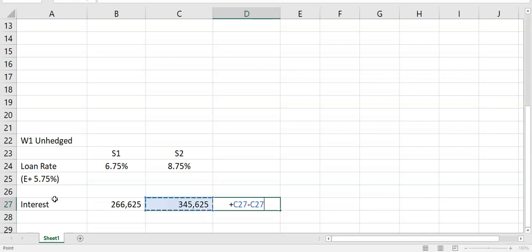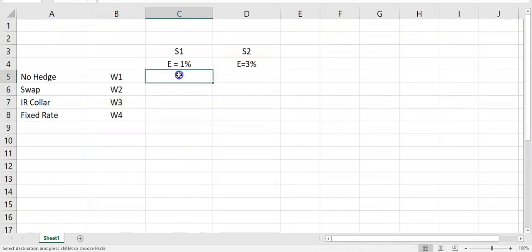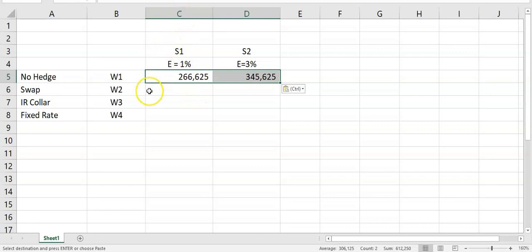That is a swing of 79,000, i.e. a 2% swing. So that's not what they want. So that is the outcome. Now you weren't asked for it here, but it's no harm to inform because you might be asked for other ones. That is the unhedged or no hedge position.